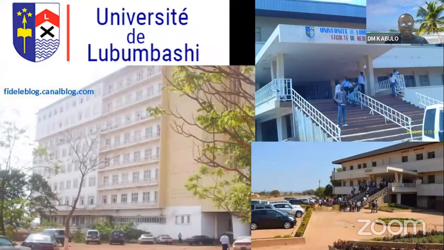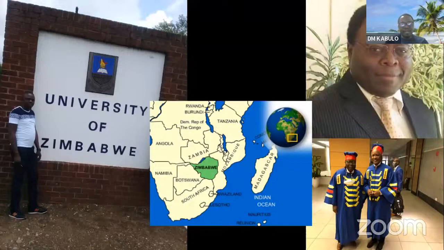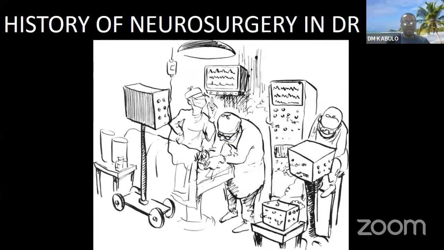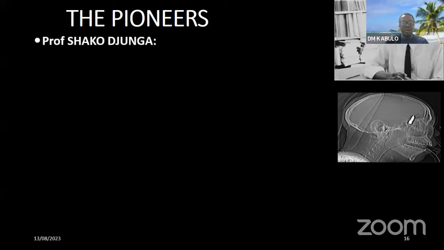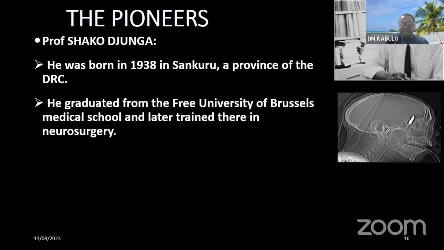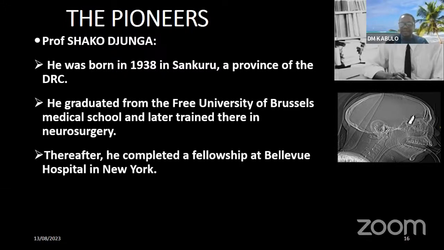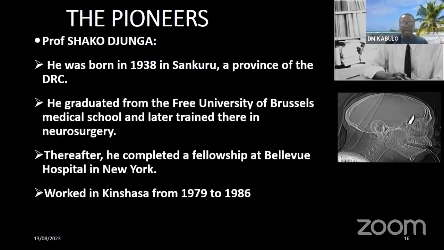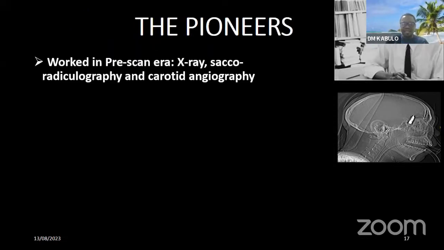This is the university where I did my undergrad. My postgrad I did in Zimbabwe, at the University of Zimbabwe, under Professor Kalangu. Now, how it started: I will talk about the pioneer of neurosurgery in Congo, Professor Shako Junga, born in 1938. He graduated from the Free University of Brussels, where he did his medical school, then trained in neurosurgery, and completed his fellowship in New York. He came back to Kinshasa and only worked for a few years.